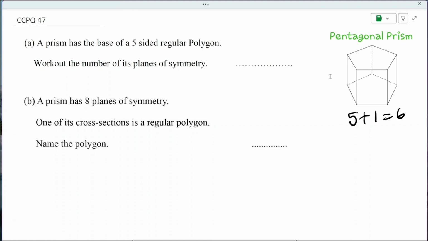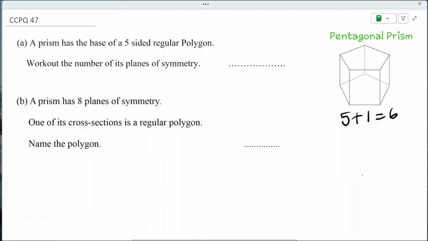Because you can have a plane that divides it into 2 at the middle here. But for a pyramid, if you divide it in the middle, since it's having an apex, you don't have 2 separate equal shapes. But if you divide this in the middle, what you have at the bottom would be the same as what you have at the top. That's why for a prism, if it has the base of a regular polygon, its plane of symmetry is the number of the sides of the regular polygon plus 1. So the answer to question A is 6. It has 6 planes of symmetry.